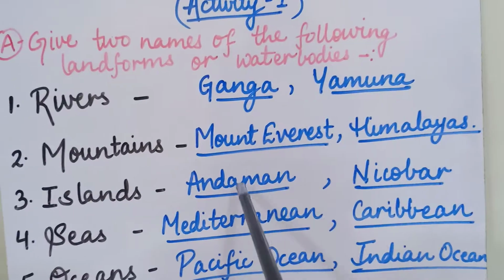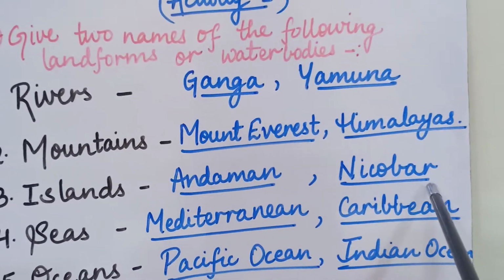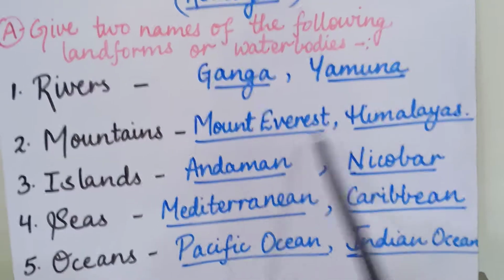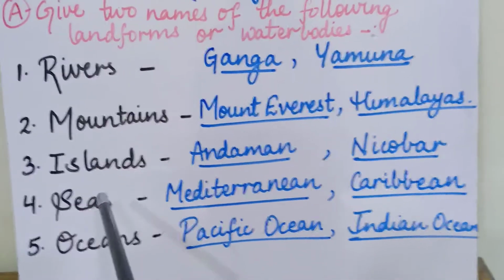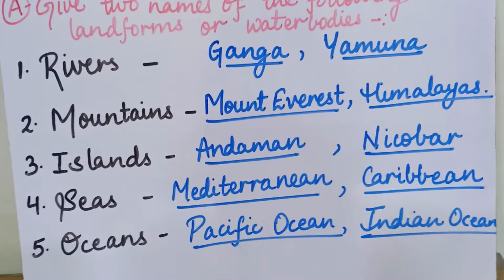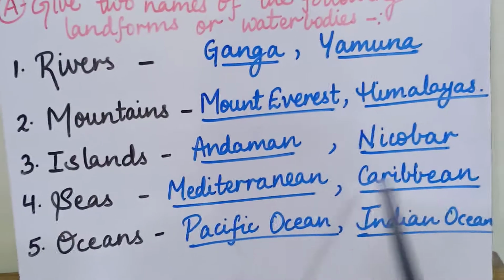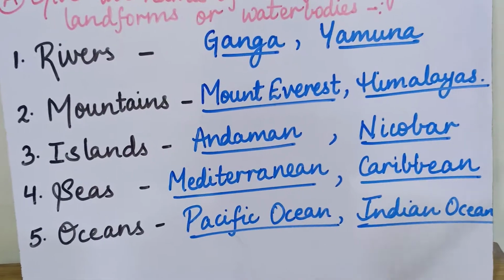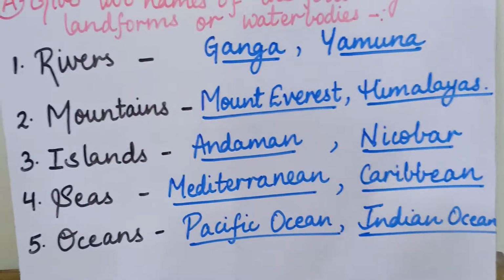Okay, so the first one is Andaman and the second one is Nicobar. Now the fourth part is seas. Here you have to tell two names of the seas. Listen to the names of these seas very carefully because they are very difficult for you all to pronounce.